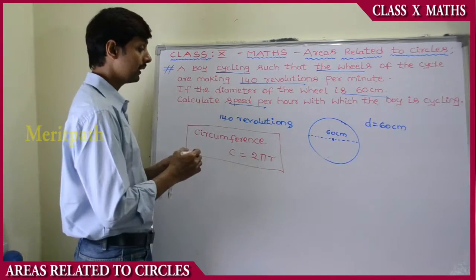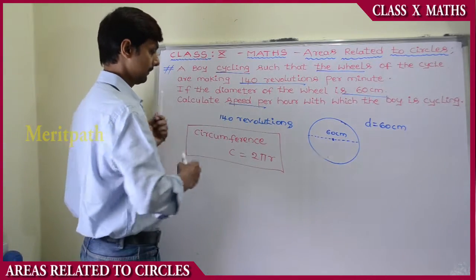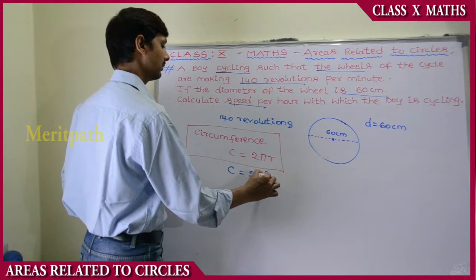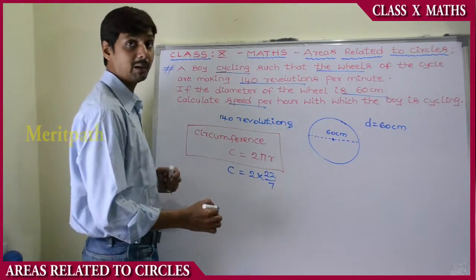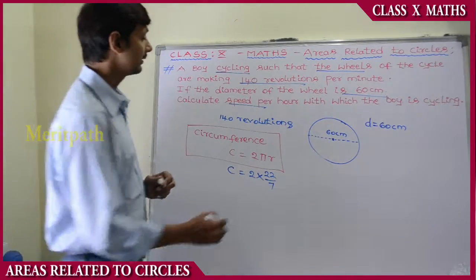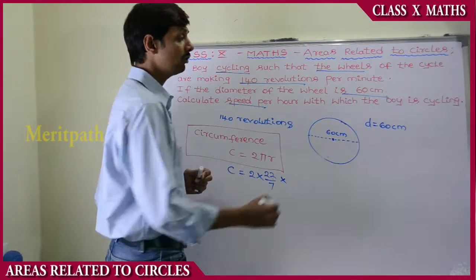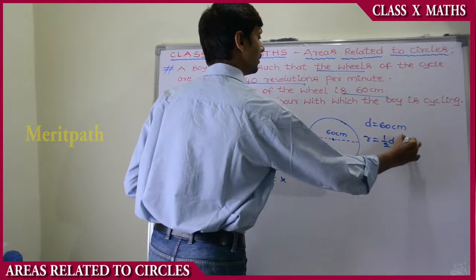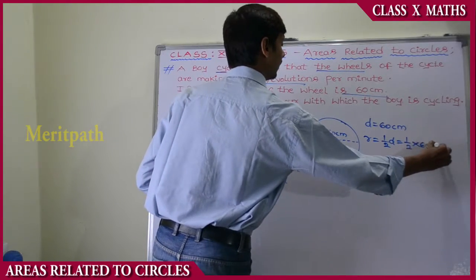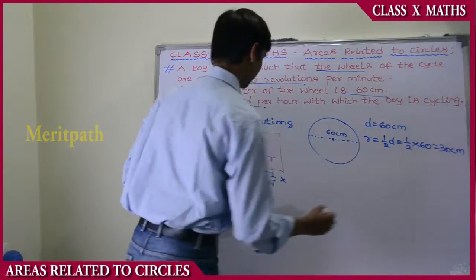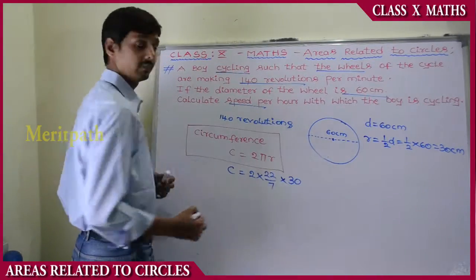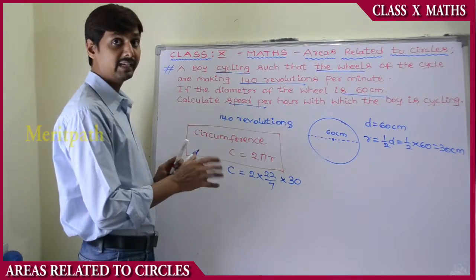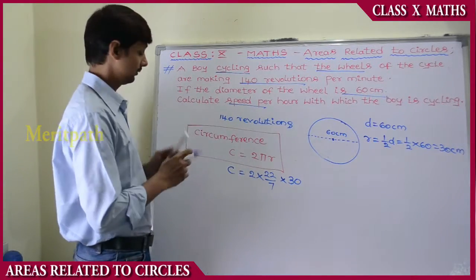circumference is equal to 2 pi r, that is 2 into 22 by 7. We'll take pi as a constant. We know that it is times r, and we need to find r from this. R is equal to half of the diameter, half into 60, that is 30 centimeters. So let's take 30 centimeters here. We need to find out the circumference of the circle which is making one revolution.